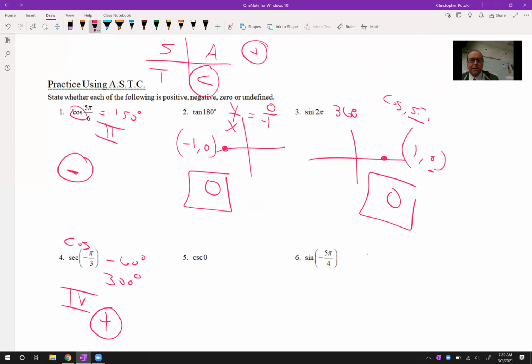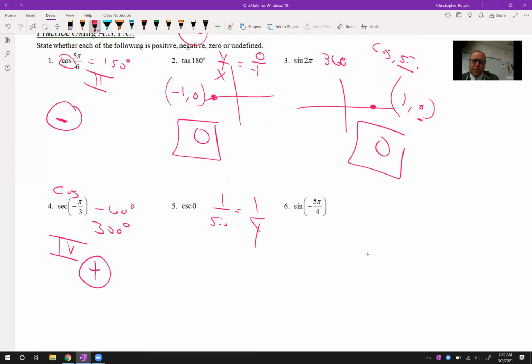Okay, so we're not trying to figure out exactly what it is, we're just trying to figure out positive, negative, zero, undefined. All right, here we go, cosecant. Remember that is 1 over sine, so that's 1 over the y value. So we're going to try and get that idea straightened out first, and then let's see where we're at. 0 degrees, so we had that one up here, so 1 over 0. Okay, so the y value is 0, 1 over 0, so this is undefined.